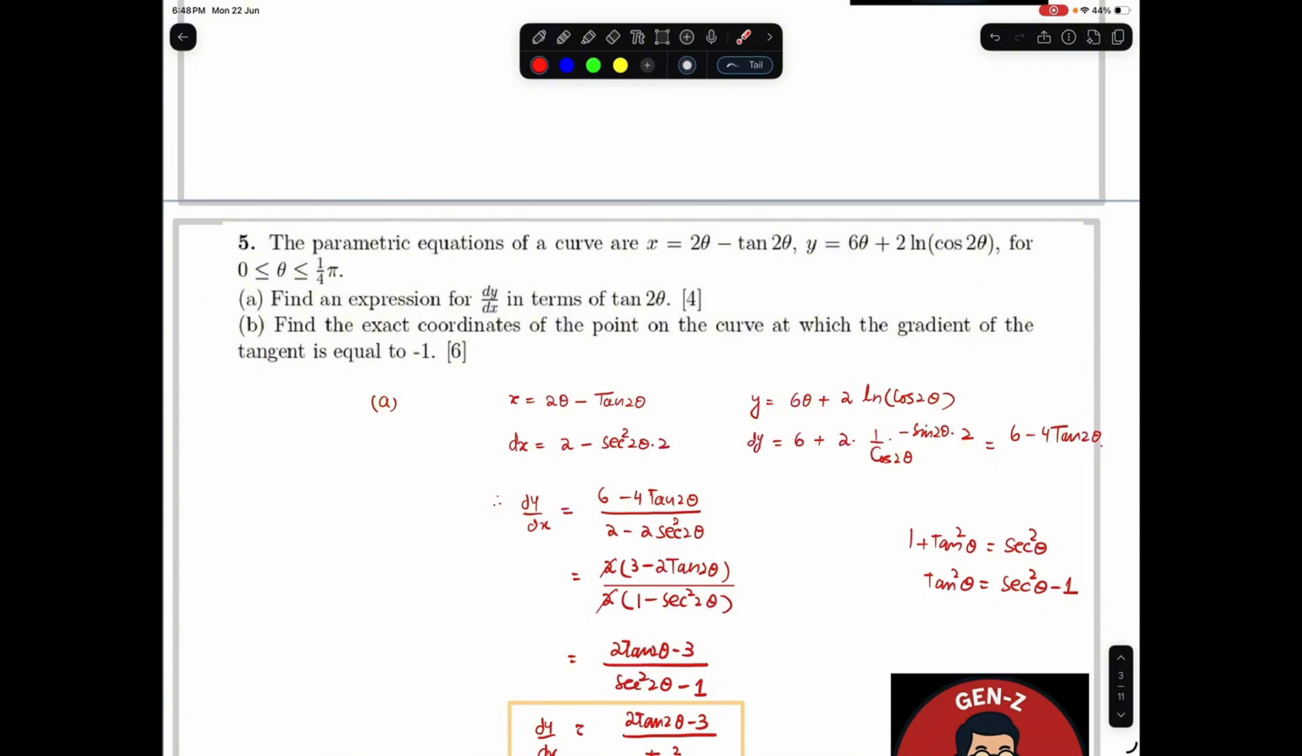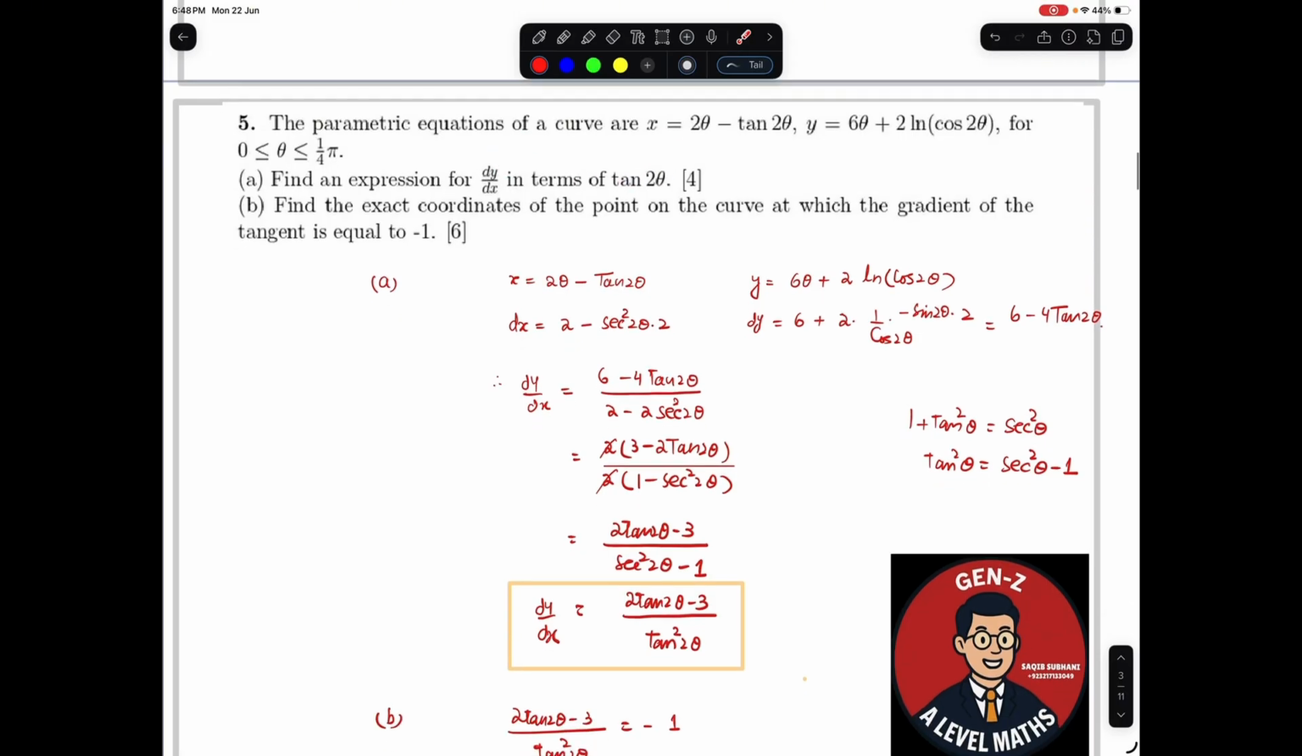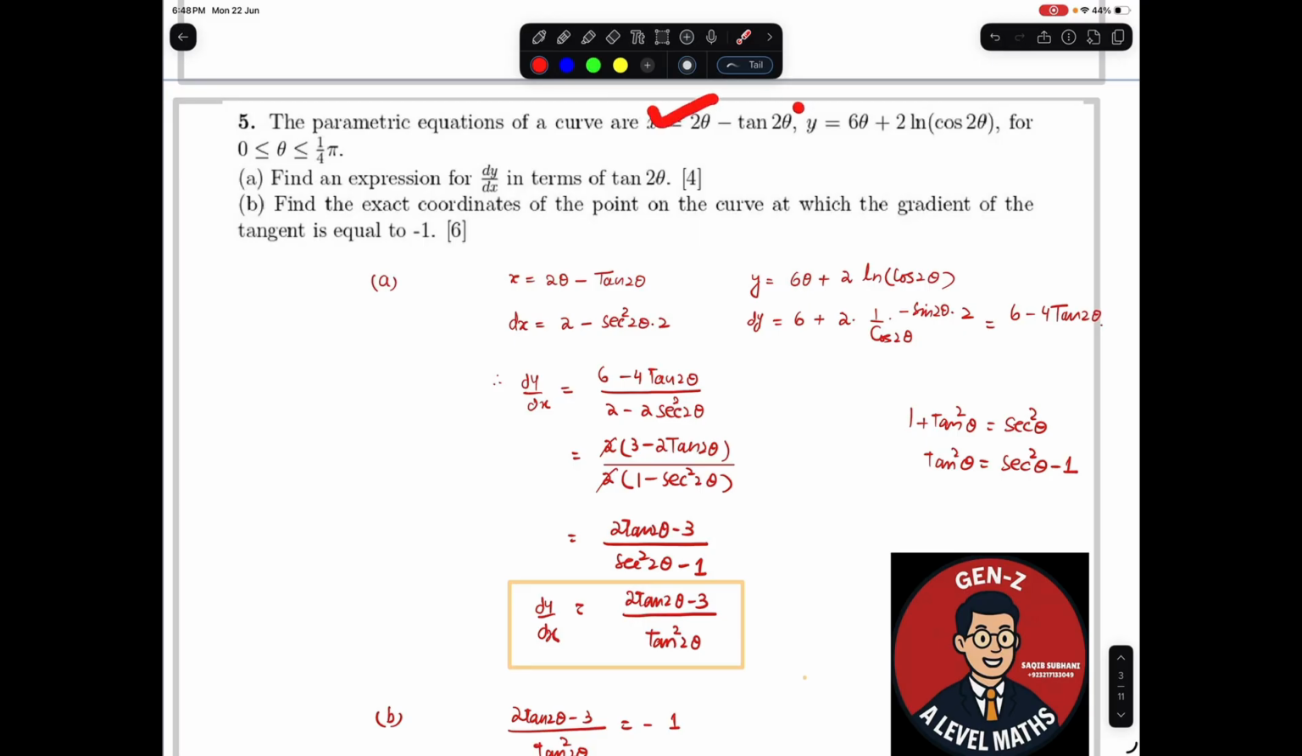Okay. Question number 5. This is calculus differentiation, and you have to find dy by dx. It says the parametric equations are this and this. For 0 to pi by 4, find an expression for dy by dx in terms of tan 2 theta. These are the parametric equations.